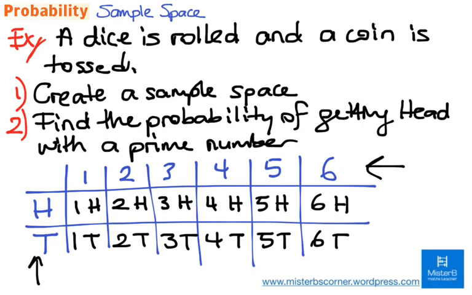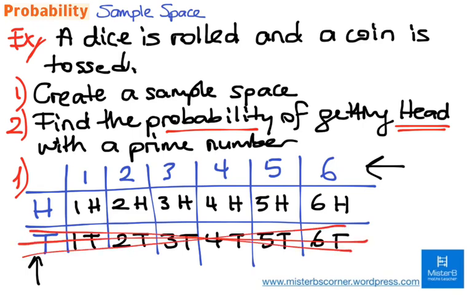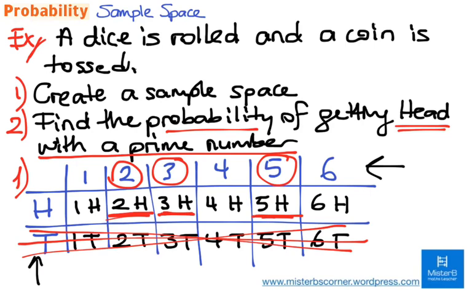Now that I have my sample space, which is the answer to question 1, I can go with looking at what is asked in the second one. So it says find the probability of getting head. So I'm ignoring this bit because I'm not going to get a tail, right? And it says with a prime number. Now I know 2, 3, and 5 are prime, right? So then I'm going to consider 2H, 3H, and 5H. So I have 3 possible outcomes. I mean, these are the desired outcomes, sorry.